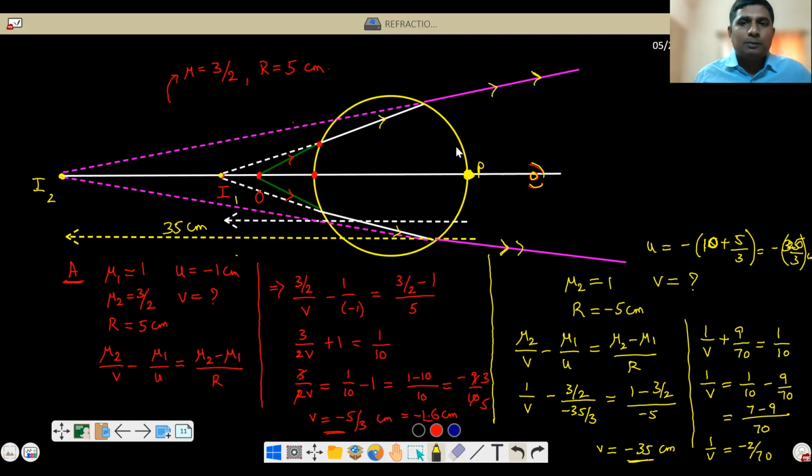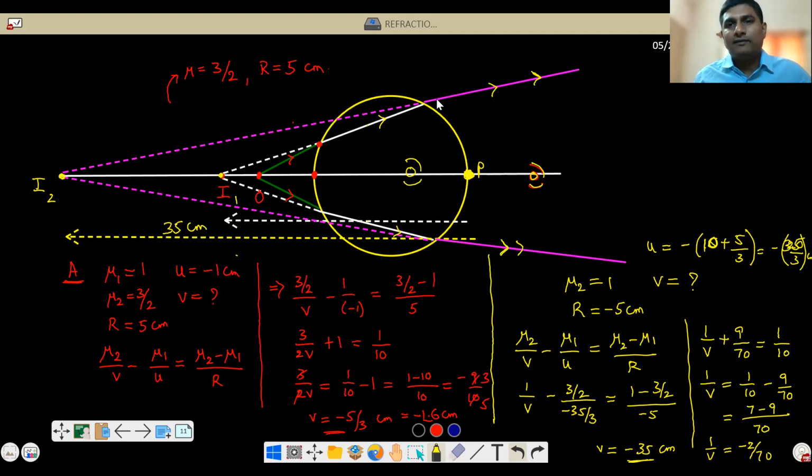Suppose, let us say, your eye is inside, which image will you see? I1 or I2? I1. Why? Because now your eye is here, only these rays will enter. Whichever rays enter your eye, that is what you will see. So here white rays will enter your eye, so you will see only I1. But when you come outside, you will see I2. Why? Because white rays are no more entering into your eye.